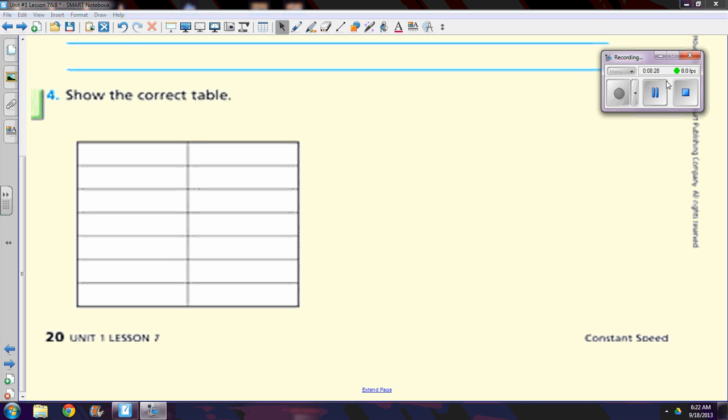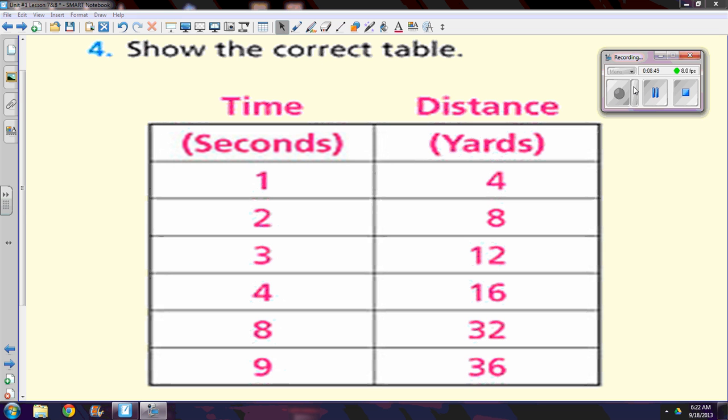Number 4 on page 20 wants you to actually complete the correct table. So basically you now have to switch each side around. So go ahead and draw a table with 2 columns and complete the table correctly. So your table should look like this. Time, distance, seconds, and yards. 1 second, Gavin was able to go 4 yards, 2, 8, 3, 12, 4, 16, 8, 32, and 9, 36. So complete that table, and we will move on.